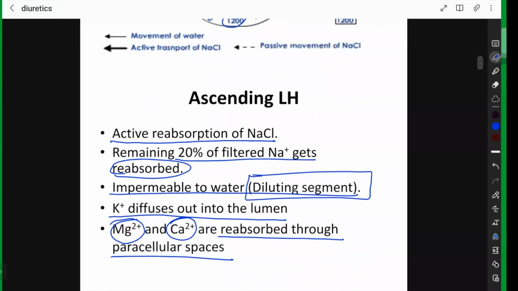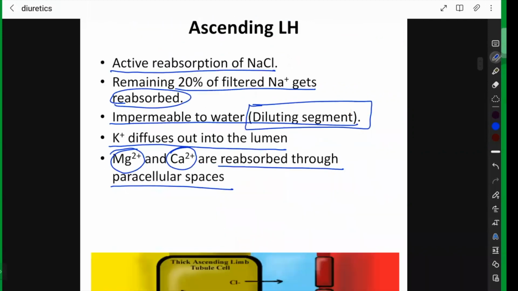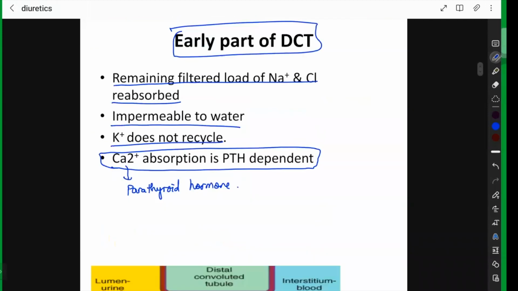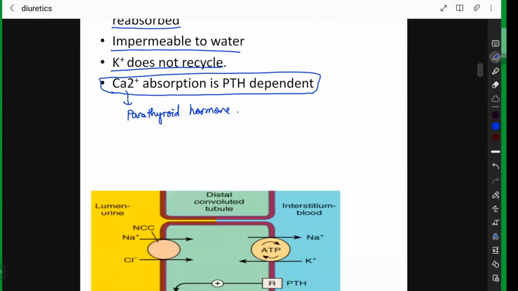The ascending limb of the loop of Henle, I already told you, is impermeable to water, but sodium is going to be reabsorbed. Therefore, there is going to be a dilution. Next, in the early part of your distal convoluted tubule, the remaining filtered load of sodium chloride is going to get reabsorbed. Here, potassium does not recycle. Calcium absorption is PTH hormone dependent.